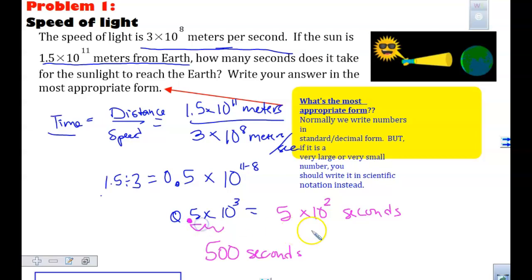So if I move it over to be 5.0 in scientific notation, this number must be between 1 and 10. To me, this answer makes more sense. On the test on Wednesday, I would probably take either one. But again, it's going to ask you to do it in the most appropriate form, which means which one do you think is best? And in this case, I think 500 seconds would be your best bet.